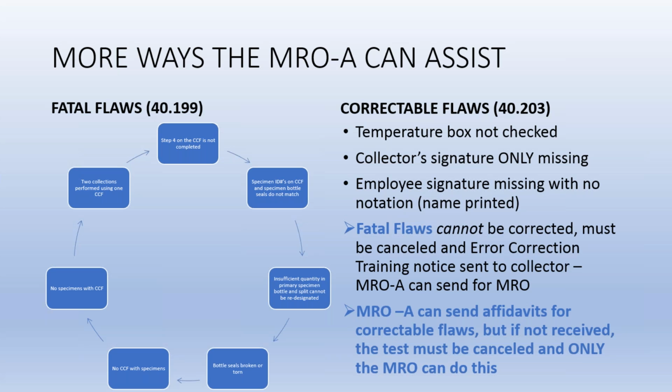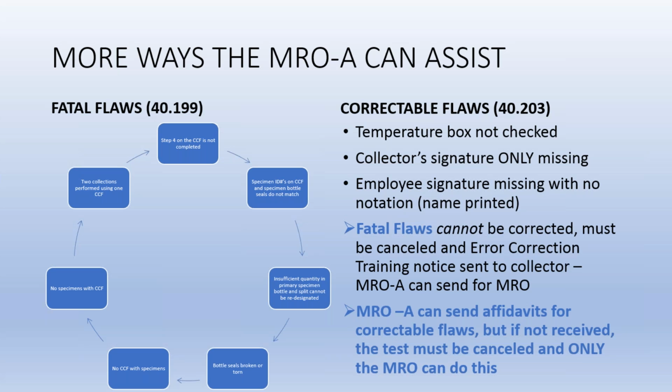Fatal flaws cannot be corrected. They must be canceled. Error correction training has to be conducted. And what that means is the laboratory is going to send a notice to the medical review officer that the test has been canceled. And then the MRO is going to send a notice to the specimen collector that they have to complete error correction training within 30 days.